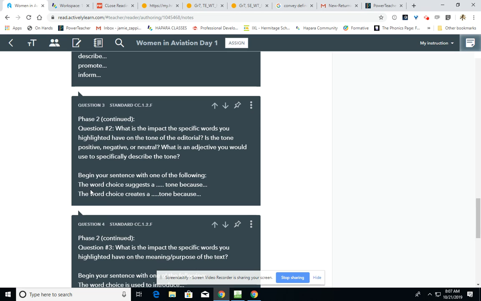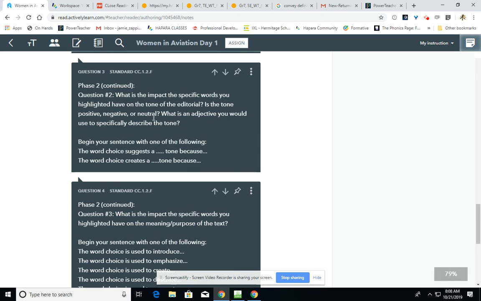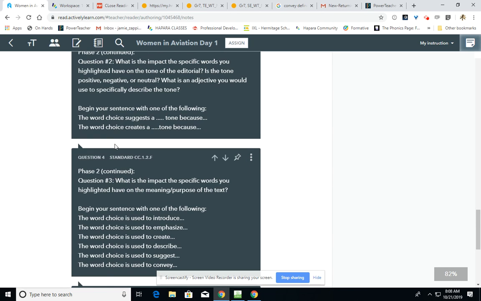And then you'd want to begin with one of the ones I've just talked about when we went over that learning target. And then the last section is what's the impact specific words have on the meaning or purpose of the text. Remember, this is that new one. So the word choice is used to introduce what? The word choice is used to emphasize something. The word choice might be used to create something. So tell me what you think the point is of using that tone that connects back to our purpose. So these 3 are all 3 for phase 2. So one reading, which would be your second reading, and you're answering 3 different questions for that second reading of the text, all focused on word choice, author's purpose, and tone.